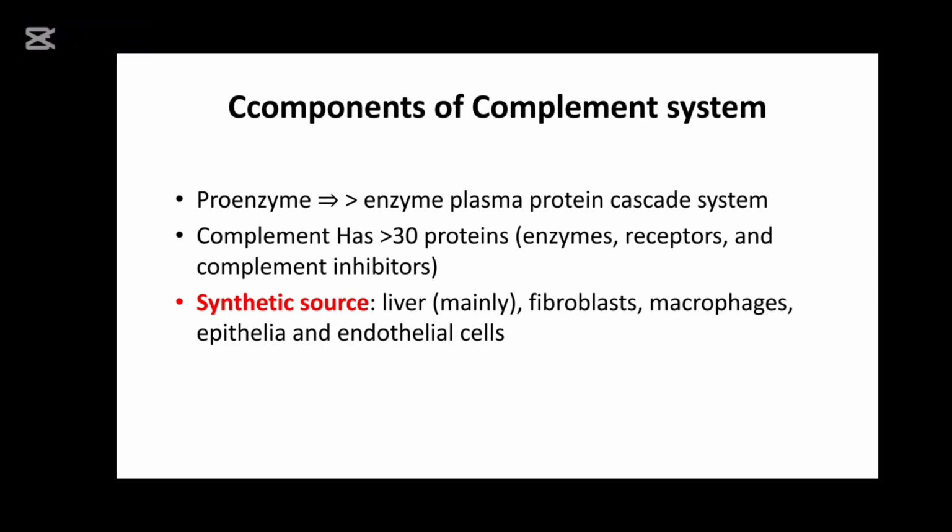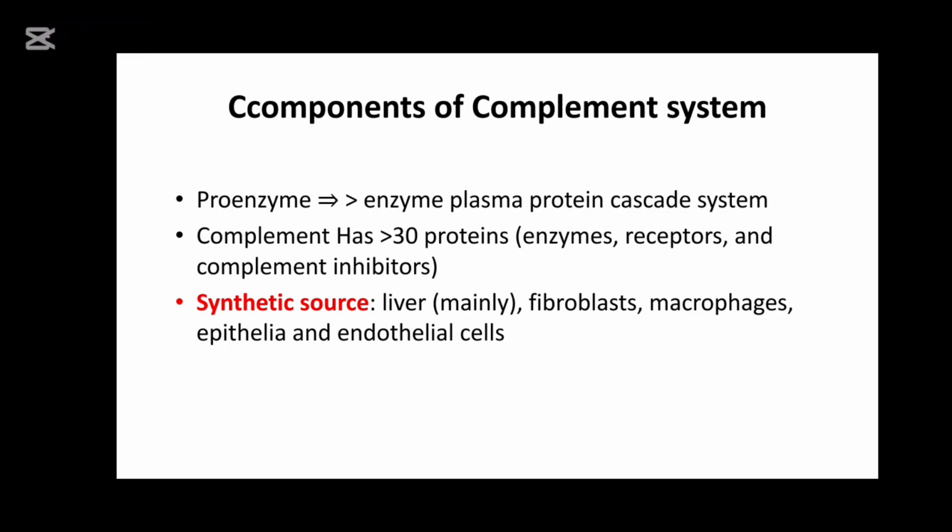So this is just more about the complement system. We want to look at the components. What are the components of the complement system? We have proenzymes. When we say proenzyme, we mean enzymes that are actually inactive. So it is an enzyme plasma protein cascade system.